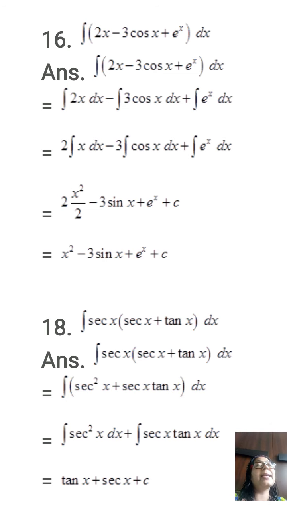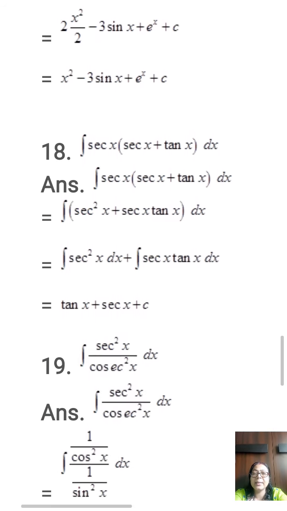So now we have to use the formula of integration. First one is the x to the power n formula, so here it is x to the power 1. X to the power 1 integrates to x to the power 2 by 2. 2 will be cancelled. Then integration of cos x is sin x. So it will be minus 3 sin x plus e to the power x is the same as e to the power x only. So this is the answer, plus c is a must to write.